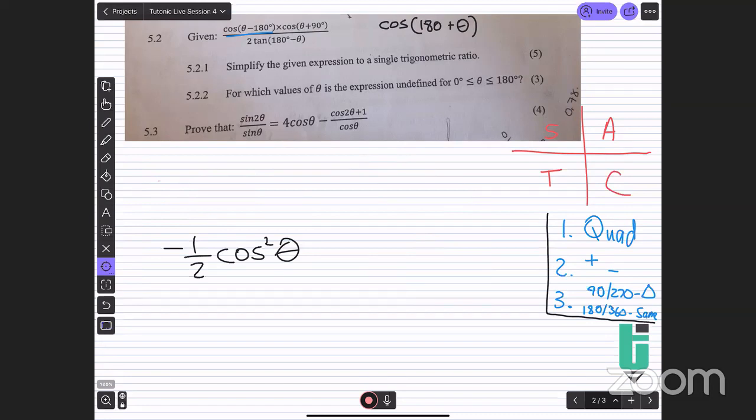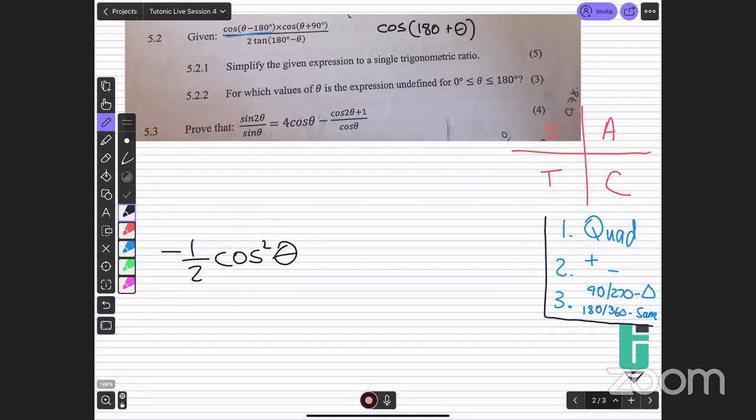Guys, can cos be undefined? I think so. Maybe. Who's going to answer? Nafisa? Naima? So what did you ask? Can cos be undefined? Hmm, I think so, it can.